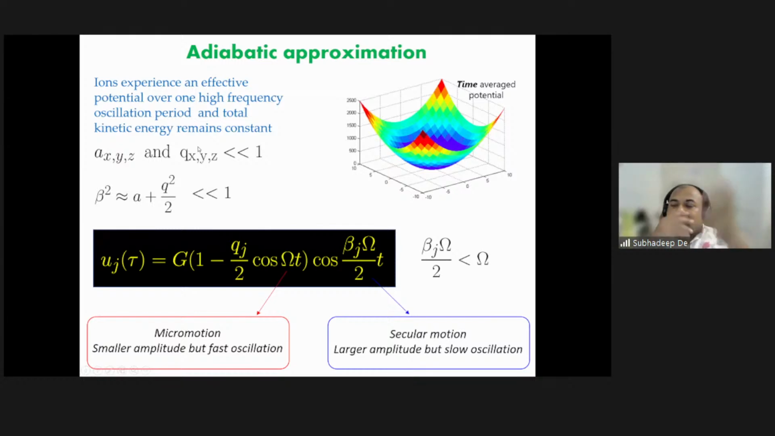Now, since this alternating potential is alternating very fast, the ion will actually not lose its energy. It's basically an adiabatic process. That's what I wanted to mean. And for that, the values of A and Q have to be much, much smaller than 1. It's a dimensionless thing, but you have to choose the A and Q values so that they are much, much smaller than 1. And beta, which depends on these A and Q values, also has to be much, much smaller than 1.